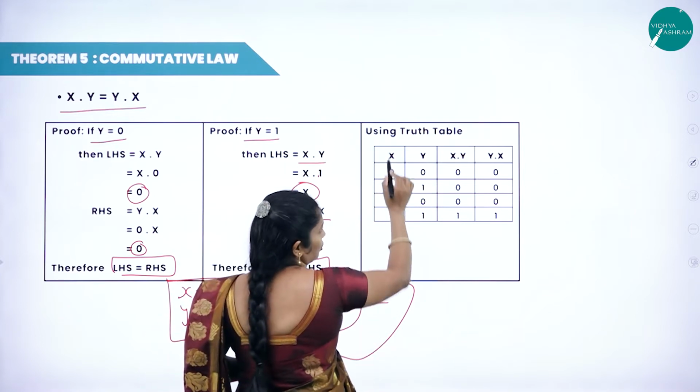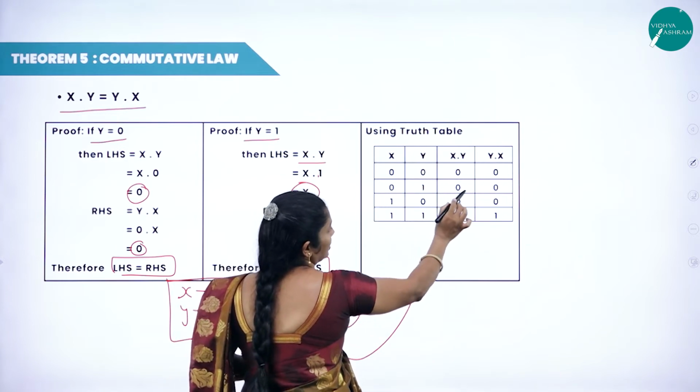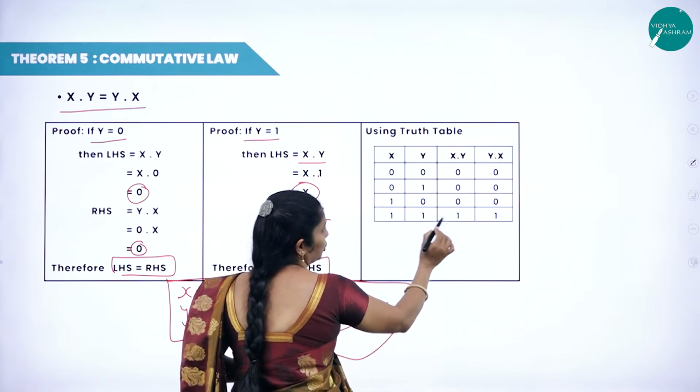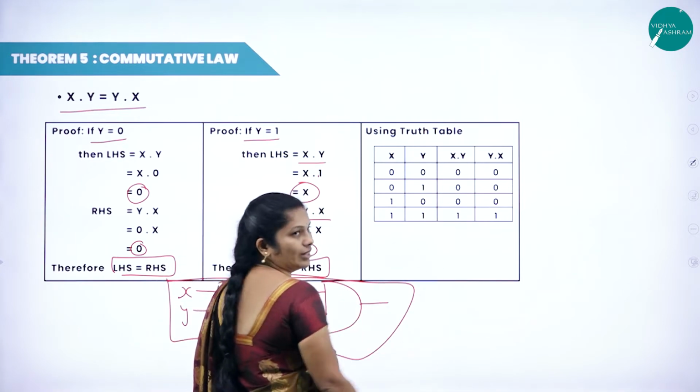Then the first column is x and the second column is y. 0 into 0 is 0. 0 into 1 is 0. 1 into 0 is 0. But 1 into 1 is 1 here. When all the inputs are 1, then only the output becomes 1.